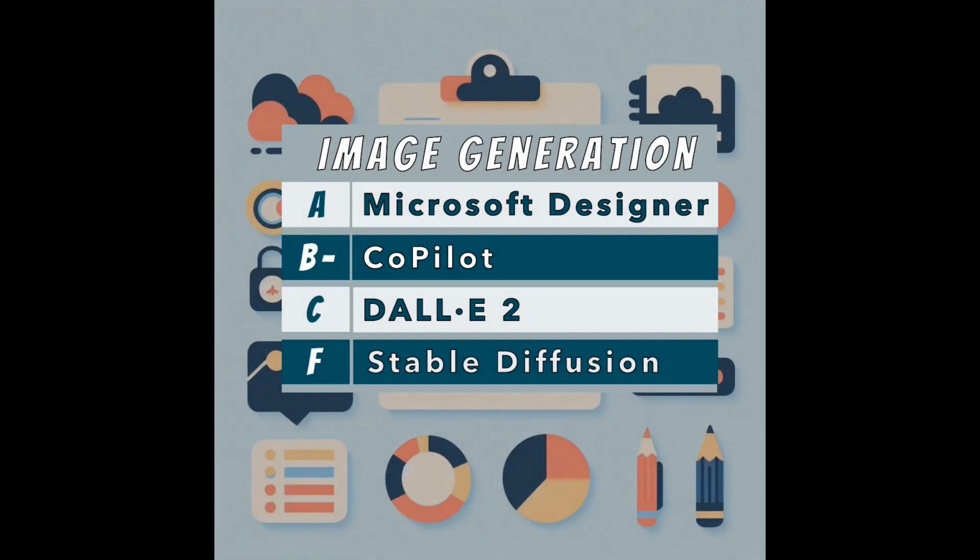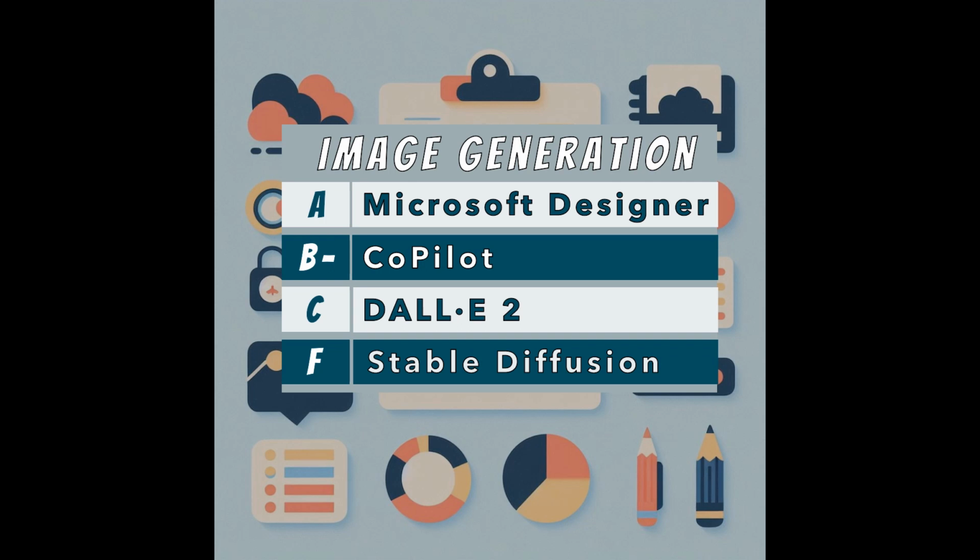So, the report card for image generation. Microsoft Designer, solid A, something you could probably use right out of the box. Copilot, I gave it a B- because I did, again, have to edit the text. I would have had to make minor edits to the Copilot output, which again, not the end of the world, but something you can do.